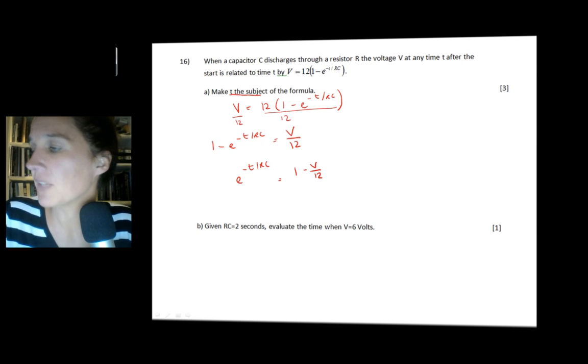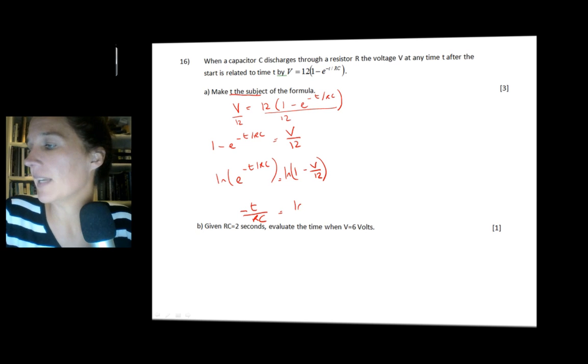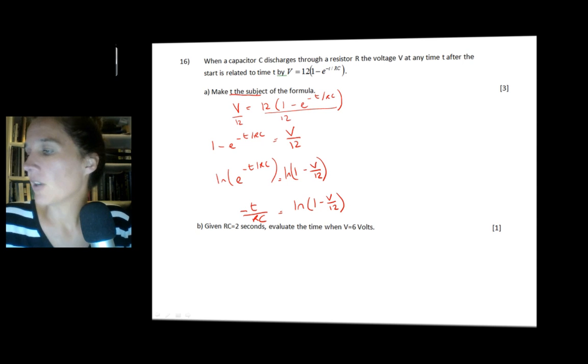So if we take our natural logarithms of both sides, here we end up with negative t divided by RC is equal to our natural logarithm of 1 minus V on 12. So here we're going to multiply both sides by RC, and by negative RC, we'll get rid of our negative term here. We end up with t is equal to negative RC multiplied by natural logarithm of 1 minus V on 12.